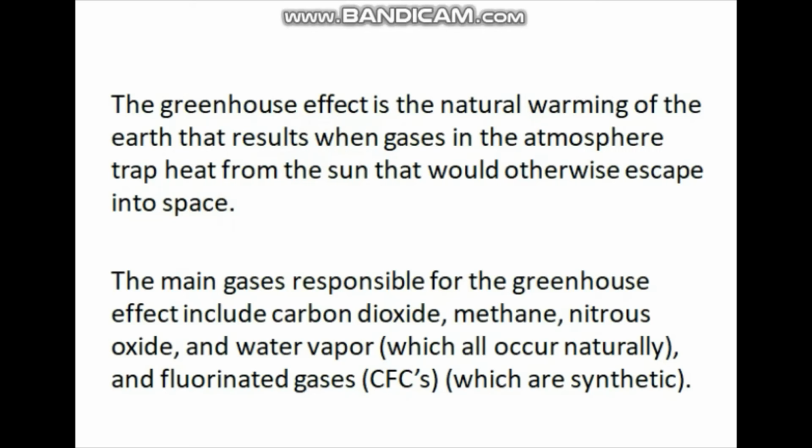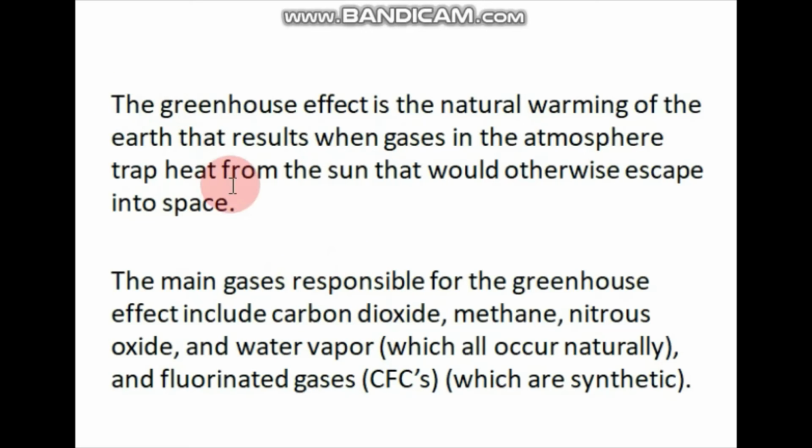The main gases responsible for the greenhouse effect include carbon dioxide, methane, nitrous oxide, and water vapor, which all occur naturally. And then we also have the fluorinated gases, which we refer to as the chlorofluorocarbons, CFCs, which are synthetic.